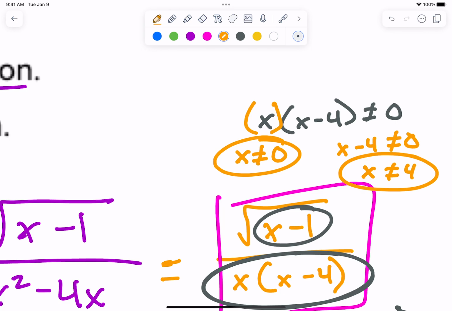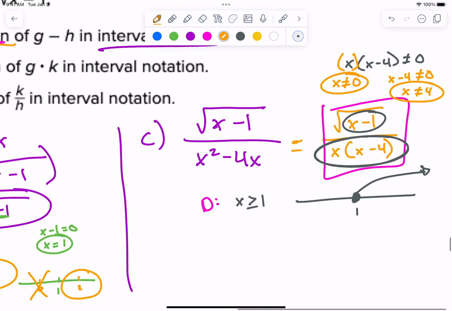All right. Now, here's the deal. If x can't be 0, 0 lives here, right? I can't have that. Well, we knew you couldn't have that to begin with, right? Because we know x has to be greater than 1. So now we know that there's an open circle on 4, right?